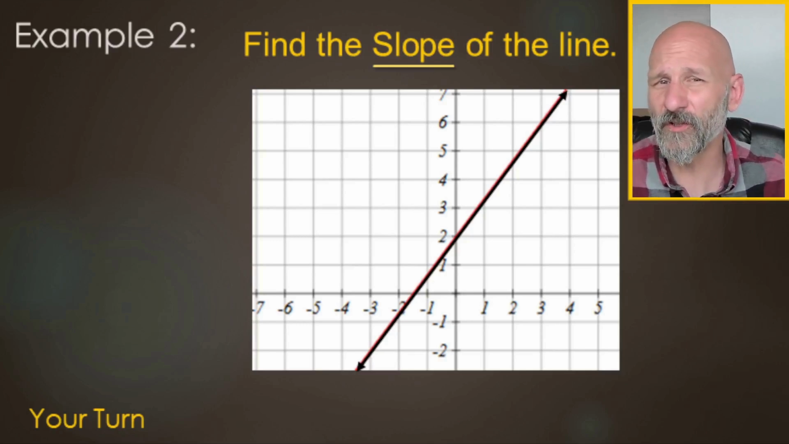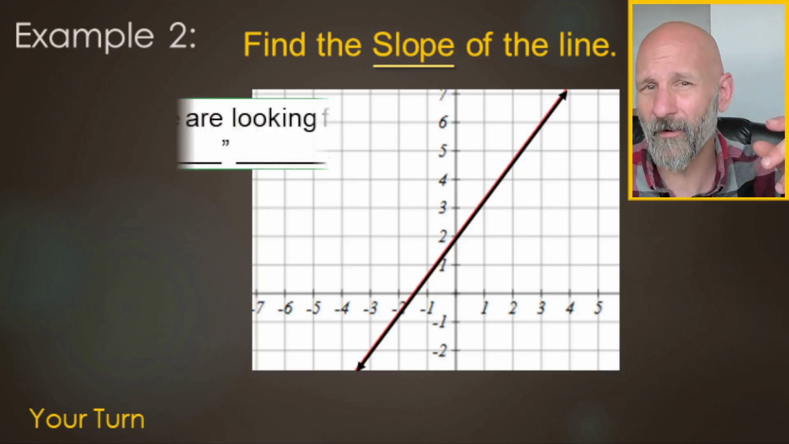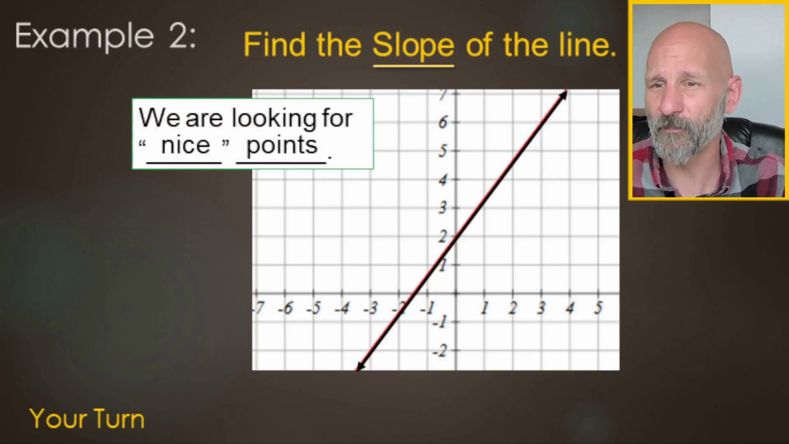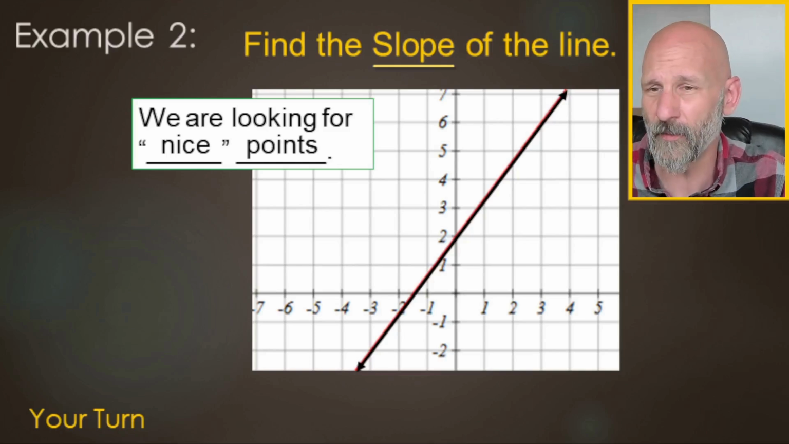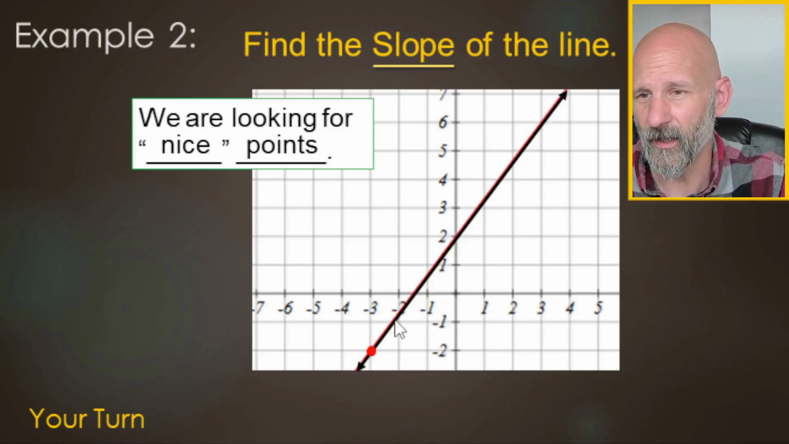So for finding slope of a line on a graph, remember we want to find nice points. Normally start on the left side of the graph of the line and work your way to the right. So we're going to start over here. Here's our first nice point would be there. There's one there.